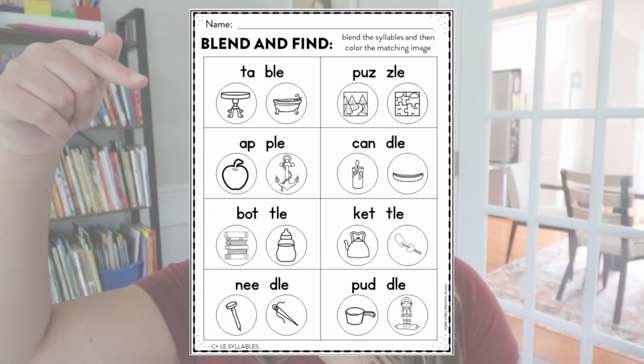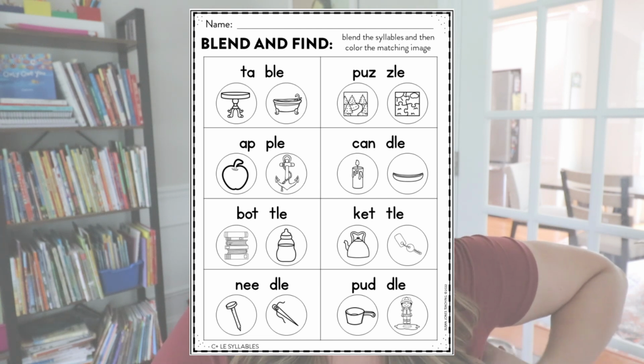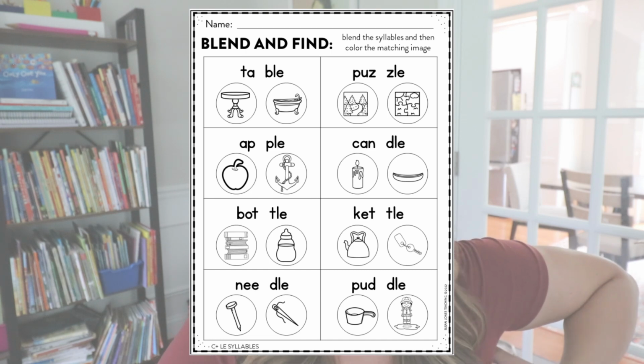And lastly, another quick activity are these read and find, where students will have to blend the syllables together and then color the matching image. So here the words are already divided by the correct syllable, and they will have to go ahead, blend them together, and color in which word it's saying. So this is some simple decoding practice.